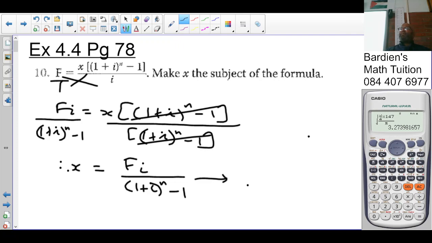Now what do we do? No, they want x as the subject of the formula. Or either they wanted you to make i the subject of the formula. Sorry. I'm thinking now, why do they want you to go so far? And you guys are only babies.